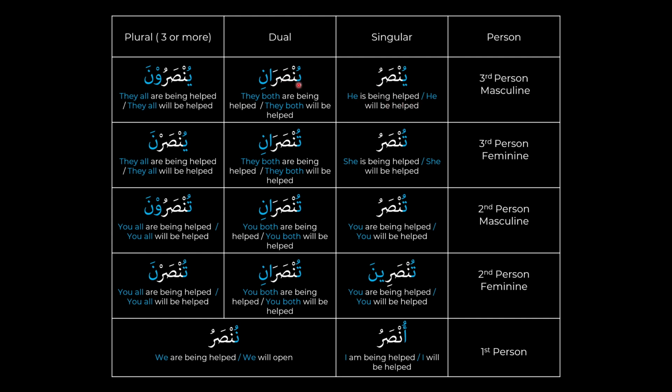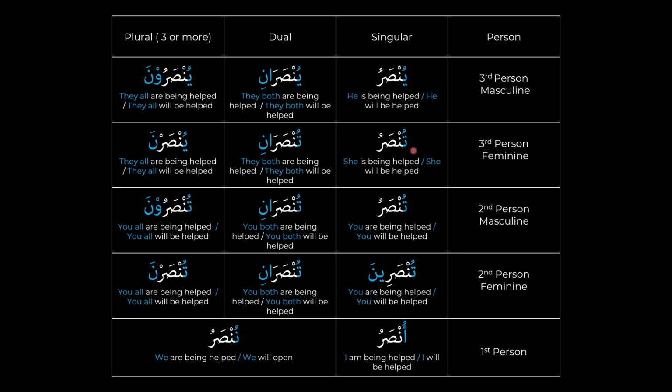And then the same thing here for third person masculine dual, it'll be yunsarani, right? The ya has a dhamma on it, the second letter has a fatha on it, and you have the ani ending for dual, so this becomes they both are being helped or they both will be helped. And then same thing here for third person masculine plural, where you have yunsaruna, right? Ya has a dhamma on it, second letter has a fatha on it, and then you have the una ending for the plural ending, so this becomes they all are being helped or they all will be helped.